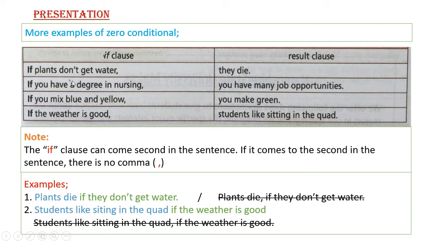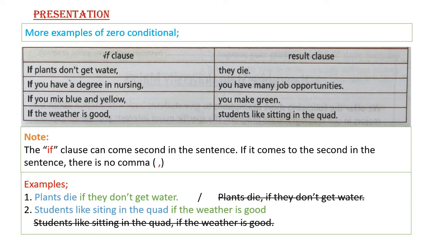Looking back to the example here, it says, if plants don't get water, they die. So it means that you can put if at the beginning or you can put if in the second clause. But what you have to remember: if you start with if, you're going to put a comma after the first clause. But if you start the sentence without if at the beginning, you are not going to put a comma.